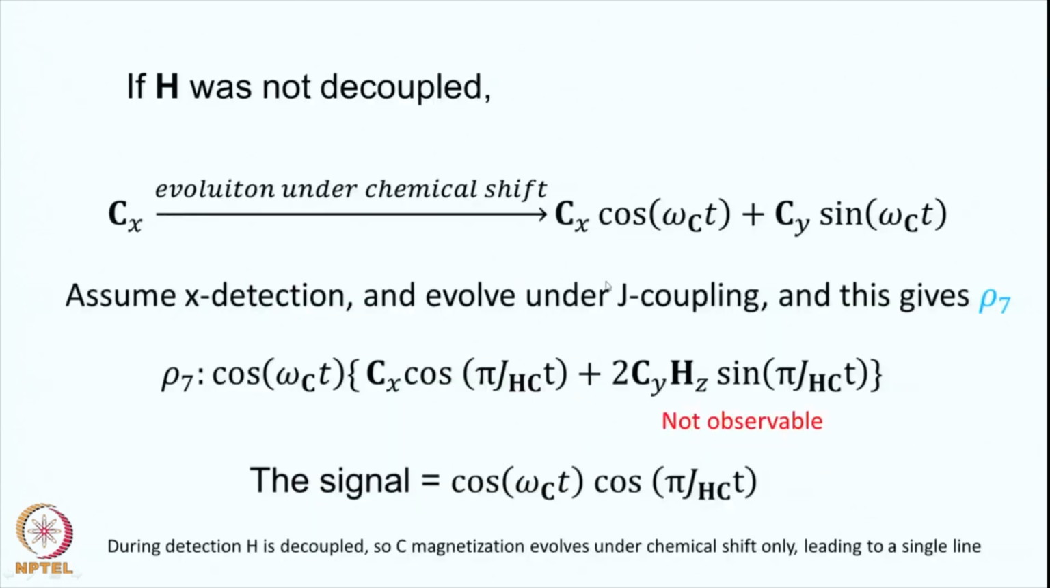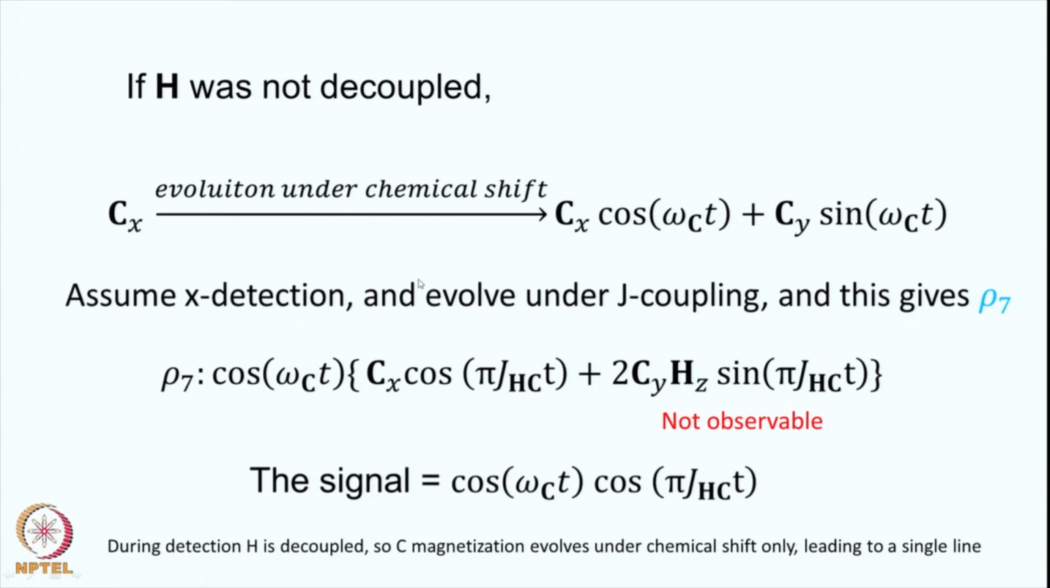So if I were considering without proton decoupling, then I will consider the evolution under chemical shift as well as the coupling. Okay, let us consider first the evolution under chemical shift. So this will give me Cx cosine omega Ct plus Cy sin omega Ct. I ignored the sign here, so it does not matter. So Cx cosine omega Ct plus Cy sin omega Ct. Assuming X detection, we will ignore this term, because we are only demonstrating.